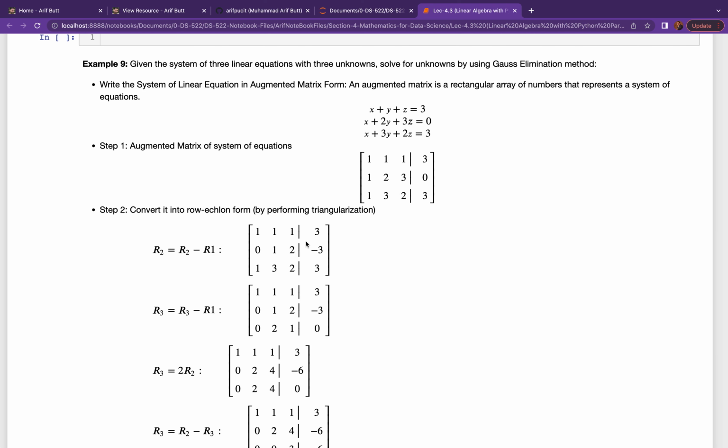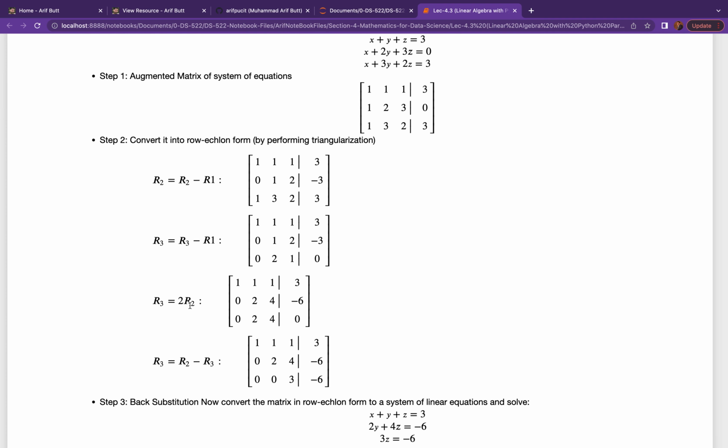And similarly on this I have performed R3 minus R1. So R3 minus R1. So 1 minus 1 is 0, this 3 minus 1 is 2, this 2 minus 1 is 1, and so on. And then I have multiplied the row R2 with 2 and placed it in R3, and finally I have subtracted R3 from R2 and placed in R3. So this is the matrix now in the row echelon form, where I have the lower triangular matrix as 0.